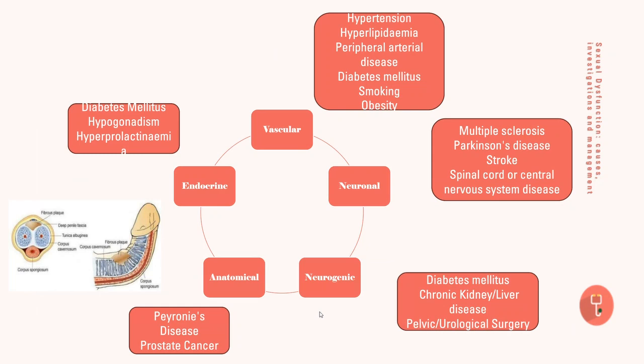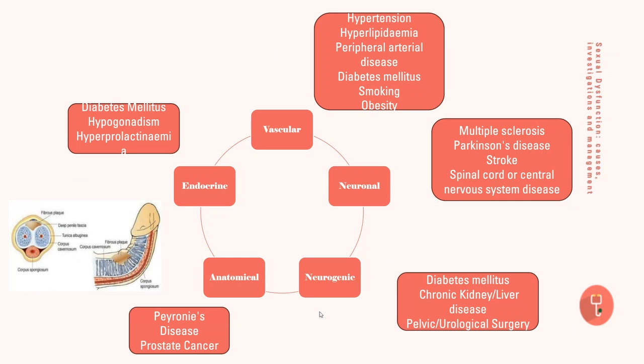So if we start at the top, our vascular causes. I would argue many males over the age of 50 these days would have quite a few of these, which explains in part why erectile dysfunction is so common: hypertension, hyperlipidemia, peripheral arterial disease, diabetes, smoking, and obesity. We move on to our neuronal causes, so MS, Parkinson's, stroke, spinal cord or central nervous system disease. Neurogenic, so diabetes again, CKD or chronic liver disease, and then pelvic or urological surgery.